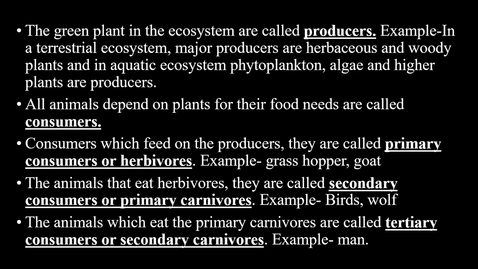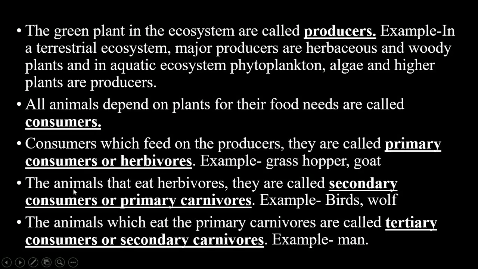The green plants in the ecosystem are called producers. Examples of producers in a terrestrial ecosystem are herbaceous and woody plants. And in an aquatic ecosystem, the producers are phytoplanktons, algae, and higher plants. So those who produce their own food are called producers. Whereas all animals which depend on plants, which satisfy their food needs by consuming the plants either directly or indirectly, are called consumers. So plants are called producers, whereas all animals are called consumers.